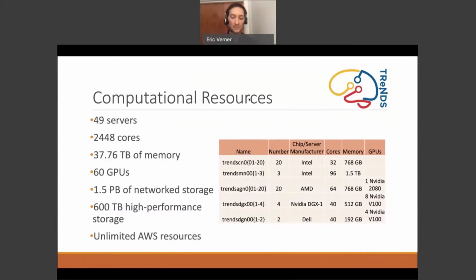And here's an overview of the computational resources we have at Trends. We have 49 servers, over almost 2,500 cores, almost 40 terabytes of memory among all of these servers, and 60 graphical processing units. We also have 1.5 petabytes of network storage and can tap into unlimited AWS resources.